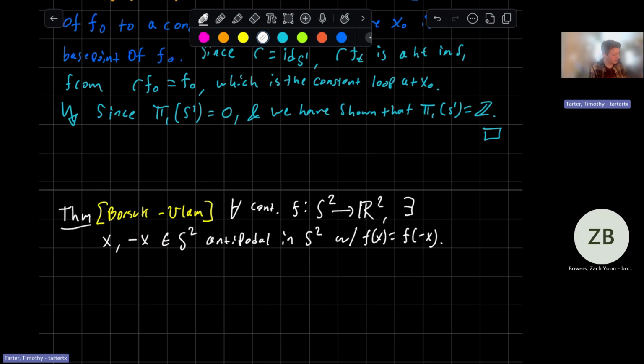Anyway, I thought that was really beautiful. Yeah, so, let me prove this, right? Yeah, okay. So maybe there's only one such pair of antipodal points.